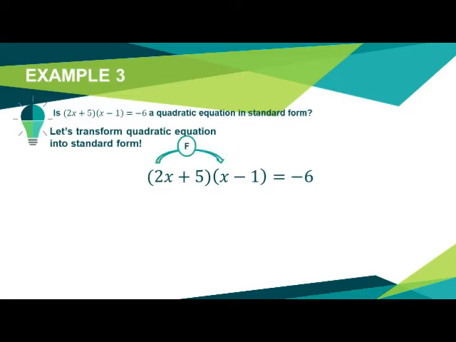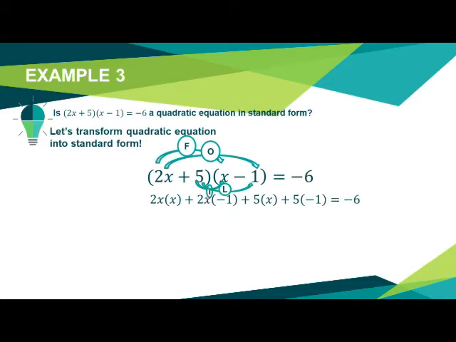We will multiply first 2x and x. Next is 2x times negative 1. Third is 5 times x, and 5 times negative 1, that will be equal to negative 6.